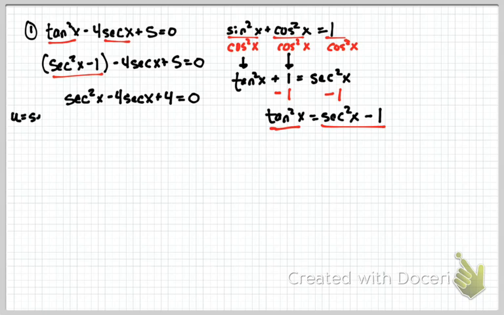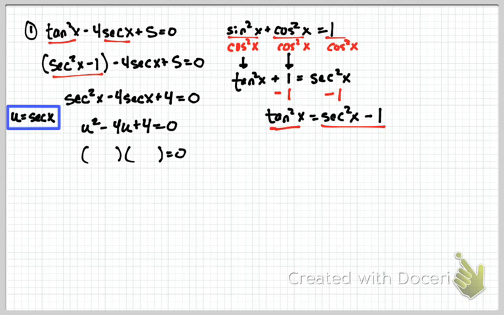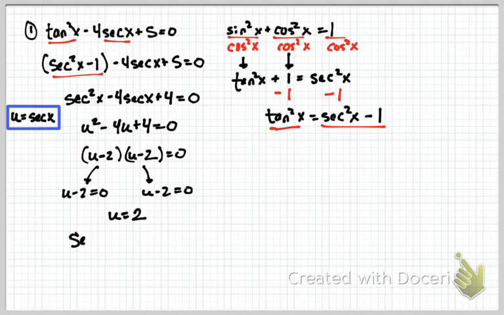U is equal to secant of x. We're going to use u substitution here to make our life a little bit easier. So we need u squared minus 4u plus 4 equals 0. If we factor this out, we get u minus 2 times u minus 2. We can solve this for 0. These will end up being the same thing. You will get u equals 2.